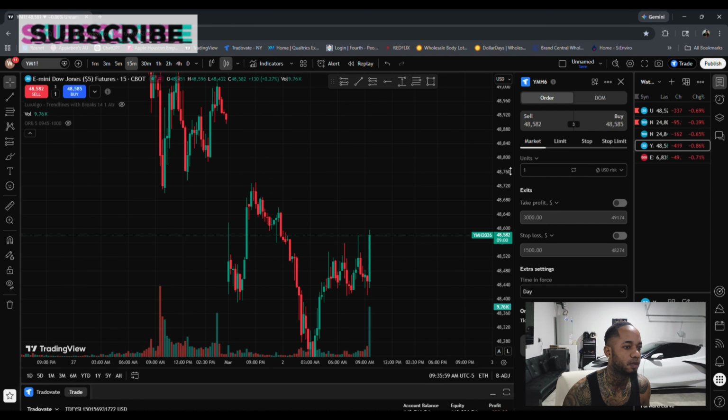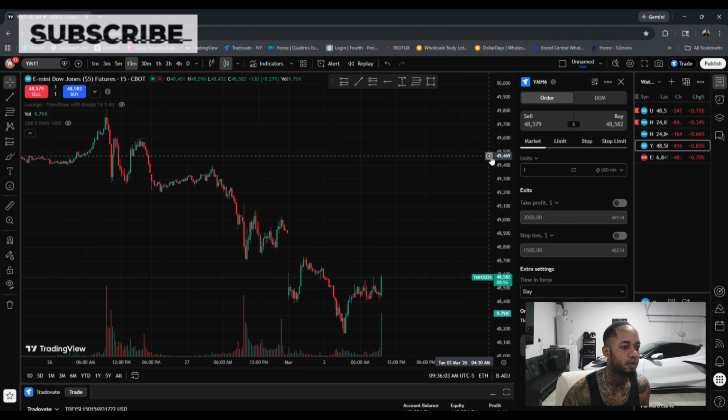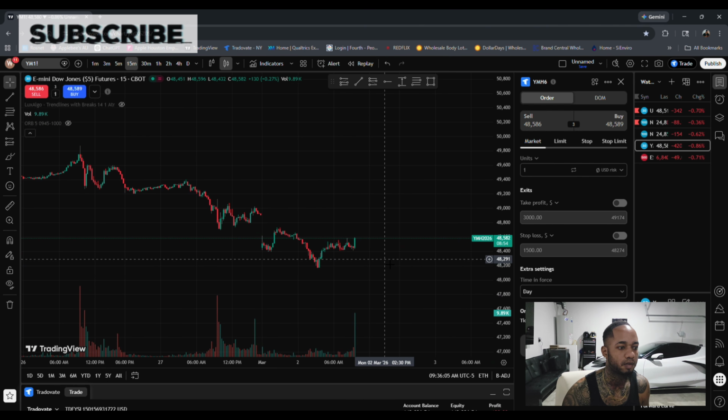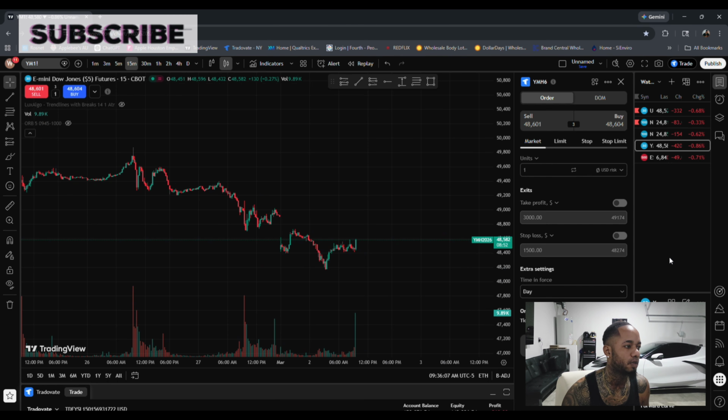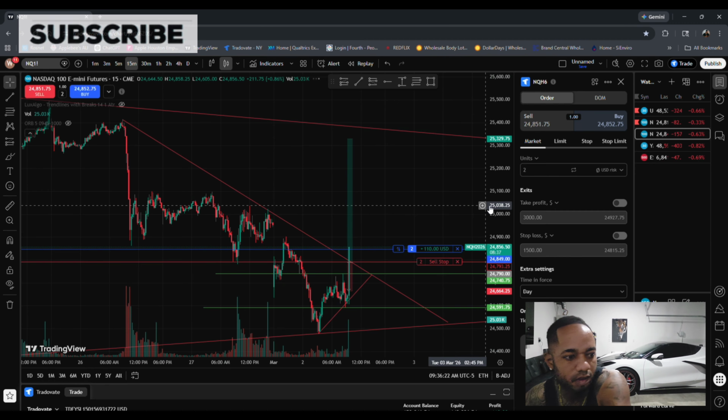So here, this is what I'm talking about, where you see the lines are not on the charts. It just had some lag today. I don't know why. Maybe because I was screen recording and doing a whole bunch of stuff. For some reason I've never had lags on TradingView. So I was trying to set up US 30 here. Just a light stop loss, 600.